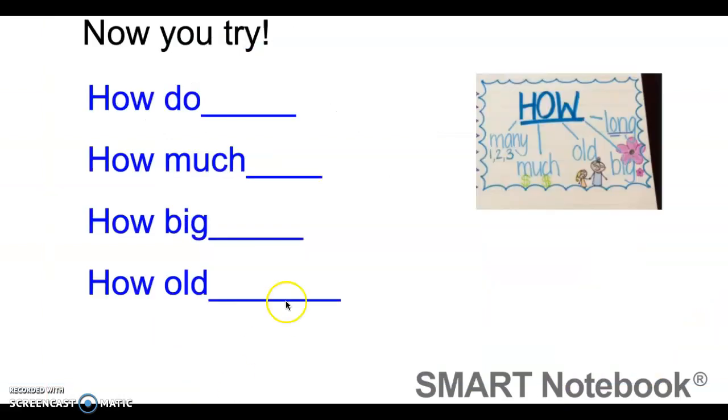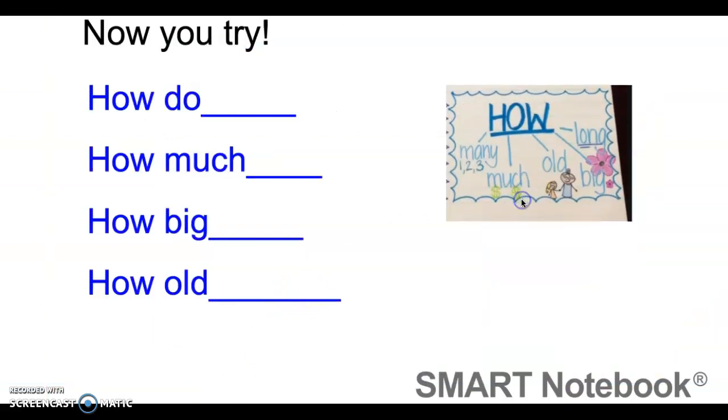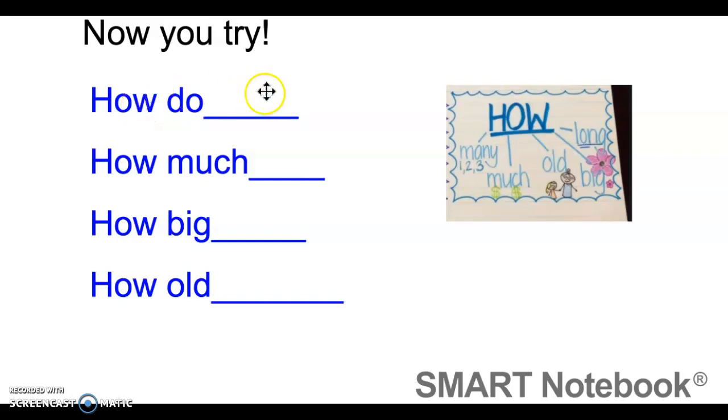Okay, boys and girls, now it's your turn. So you're going to get your topic, the one that you're an expert in, the one you've been working on all week, and you're going to add a question word and you're going to answer your question. So here are some sentence stems to get you started. How do, you could say how do something happen? How does something happen? How much something? How big, like if you chose an animal, how big does the animal get to be? How old does the animal live to be? Or whatever topic you have, it doesn't have to be an animal.